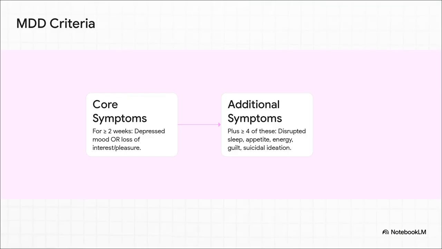For your exam, you absolutely have to know these diagnostic criteria. It's a two-step process. First, for at least 2 weeks, the patient needs one of the two core symptoms, either a depressed mood or anhedonia. That's the official term for a loss of interest or pleasure. Then, on top of that, they need at least 4 other symptoms from that list. Things like changes in sleep, appetite, energy, you get the idea. This is pure exam gold, so make sure you've got it memorized.